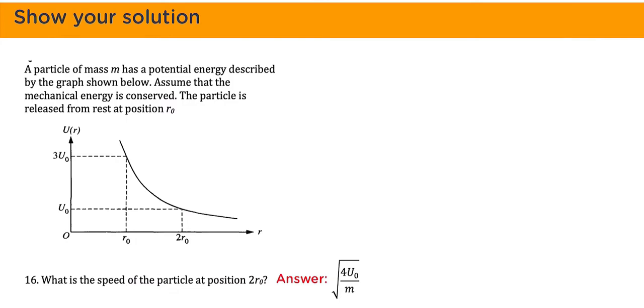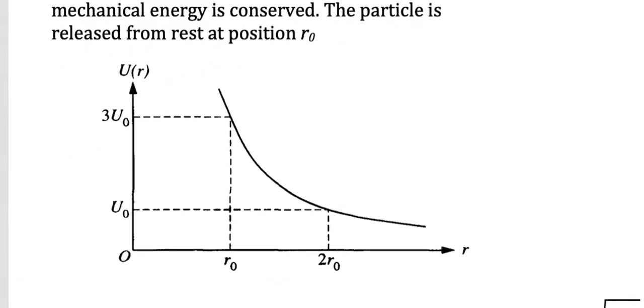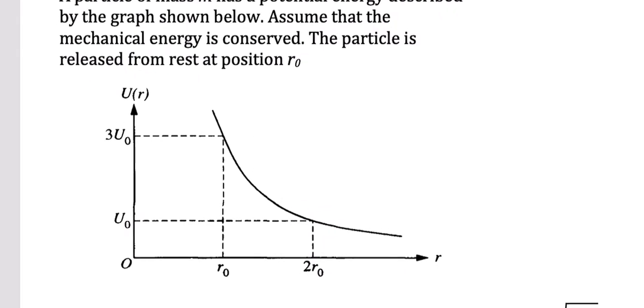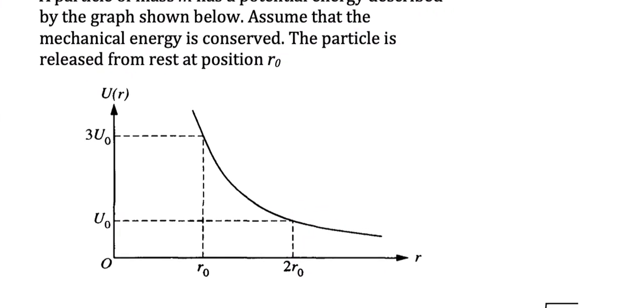A particle of mass m has a potential energy described by the graph shown below. Assume that the mechanical energy is conserved. The particle is released from rest at position r sub 0. So this graph here is actually a graph of potential energy versus position.